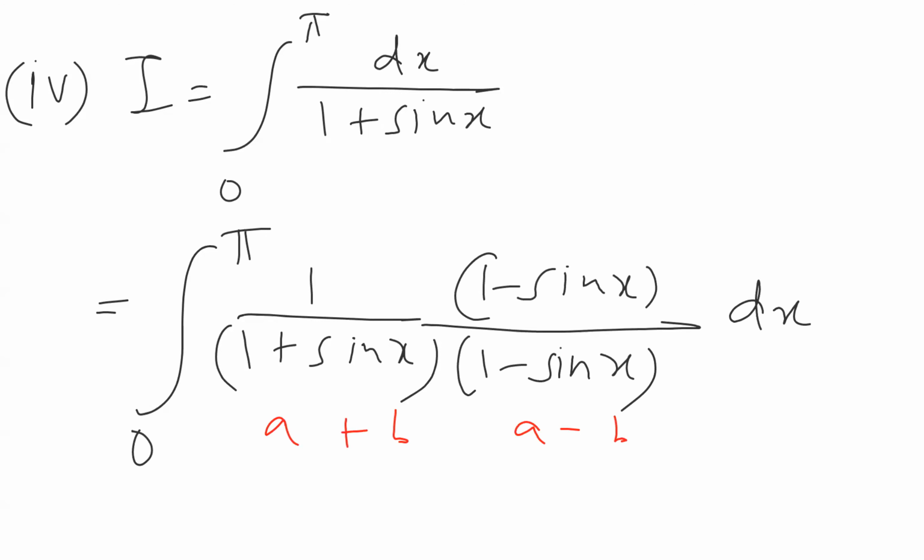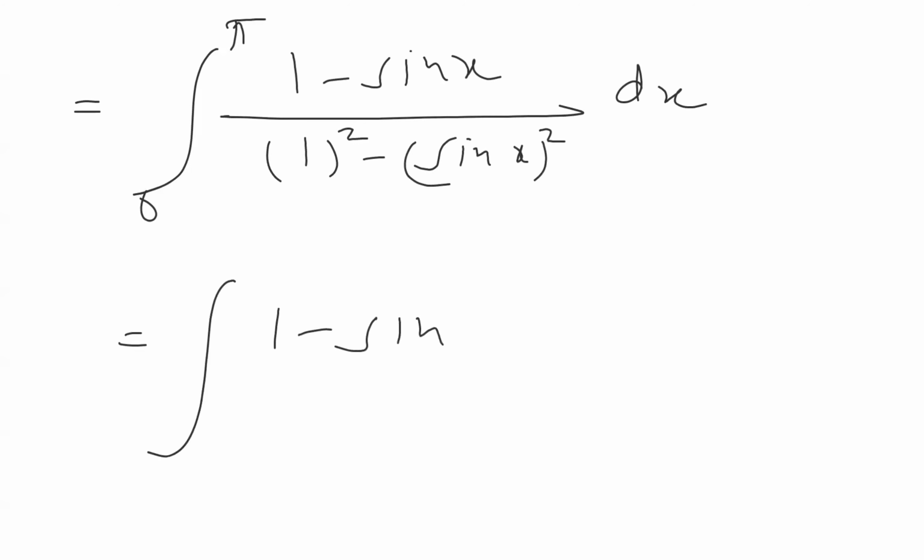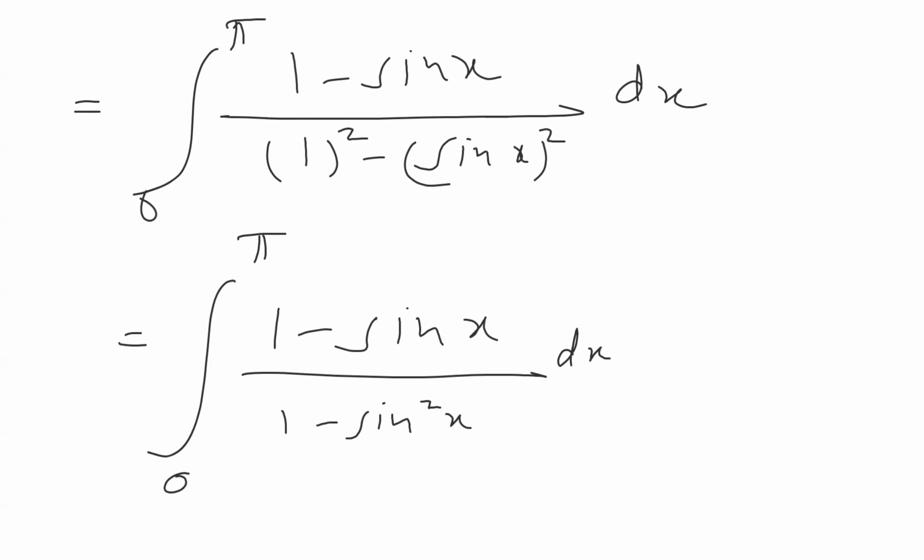A plus b into a minus b is a square minus b square. So integral from 0 to pi of 1 minus sin x, and down it will be a square minus b square. So 1 minus sin x upon 1 minus sin square x dx, 0 to pi. Please copy this.